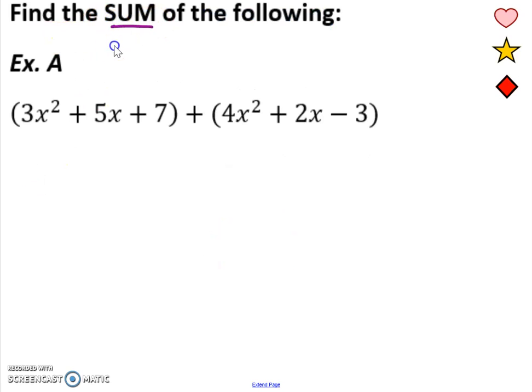So we're going to find the sum, which means add, of the following. Our first example, 3x squared plus 5x plus 7 plus the trinomial 4x squared plus 2x minus 3. First thing we're always looking for is what are we distributing? Because I see these parentheses which says, whoa, alarm, is there anything to distribute? So if I don't see the number, I'm still multiplying by 1. If I multiply everything by positive 1, does anything change? Nope. 1 times anything stays the same. So I can drop my parentheses and write everything exactly the same.